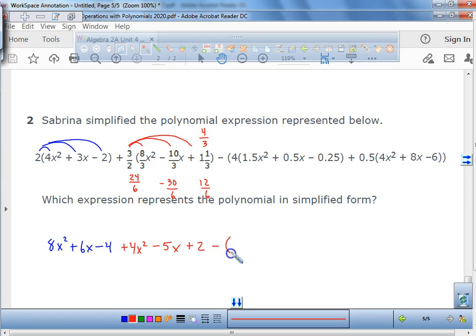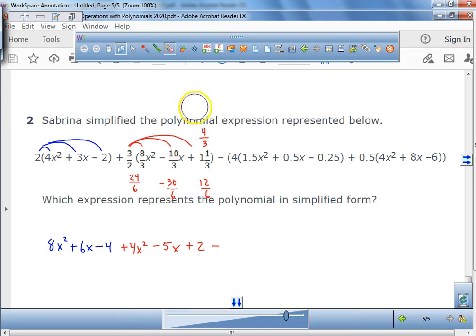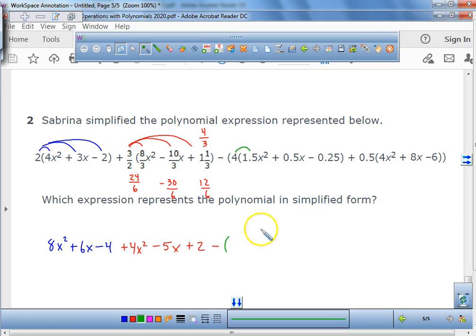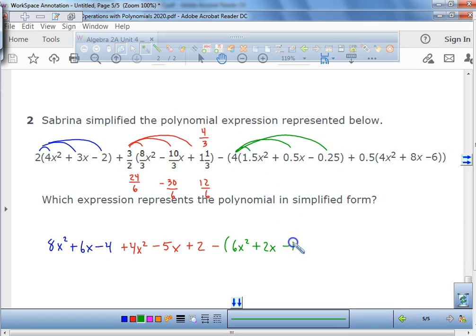Minus, I got to open up a parentheses, because here's what I got to do first. I'm going to change this to green. We're going to do 4 times 1.5, which is 6. We're going to do 4 times a half. What's half of 4? 2. And what's 4 times a quarter? That's going to be 1. If you take 4 times 0.25, that becomes a 1. If it's a negative 1.